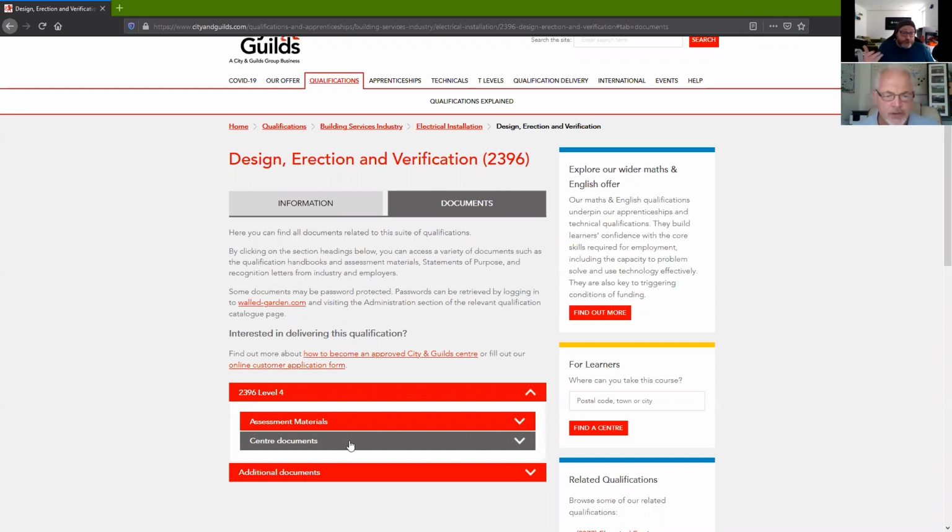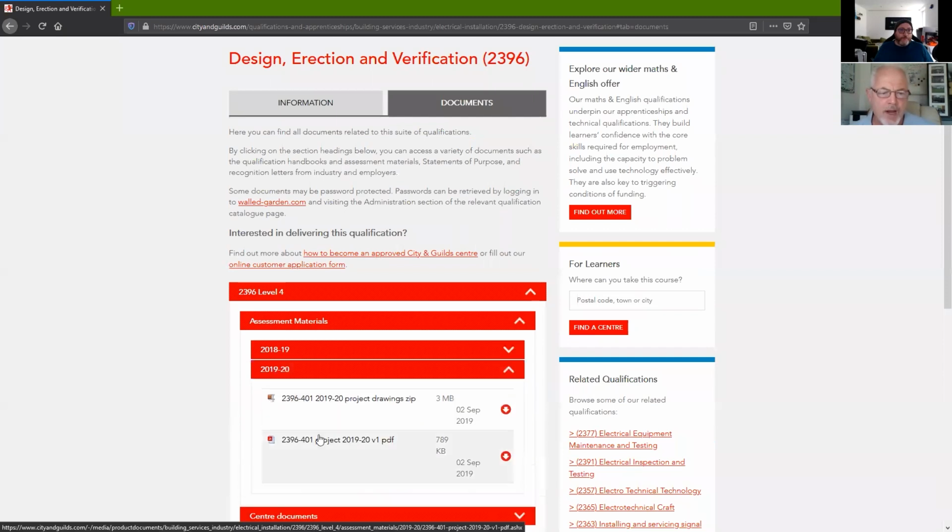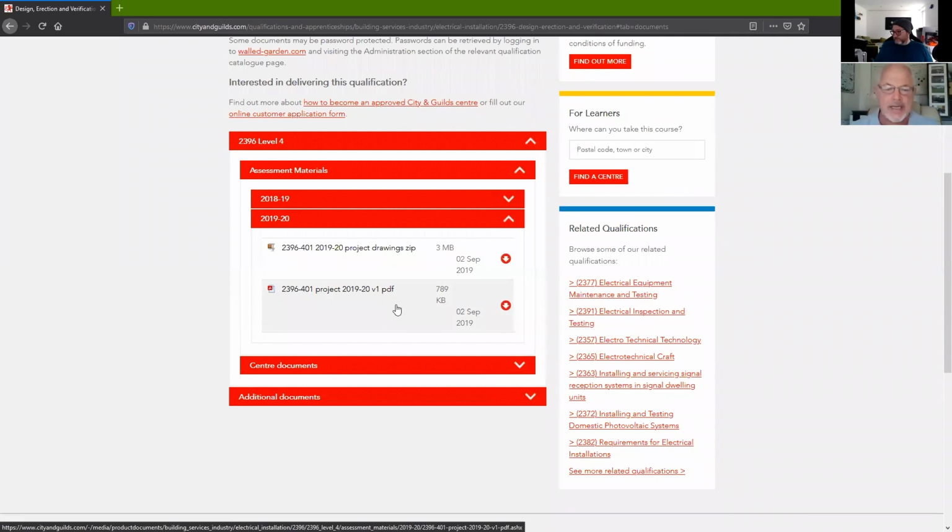If you go onto assessment materials, it will bring up the drawings, years, and you can get the project drawings, and anybody can see those at any time. They're not password protected. They are openly available to anybody to look at. So anybody that's thinking of doing the 2396, you can go onto the City and Guilds website this weekend, and you can bring up the project drawing. Obviously that's going to give you a big hint as to what you're going to be answering questions about, because the project, and we can openly tell you, I think it's a petrol station.